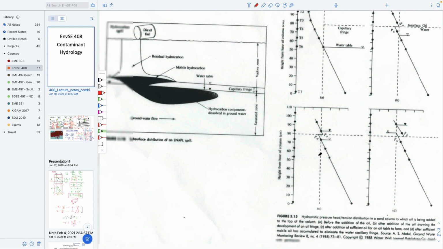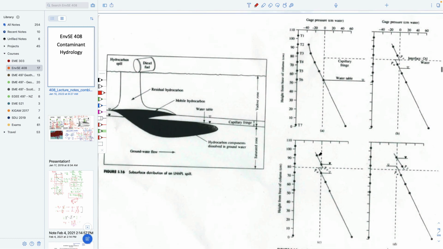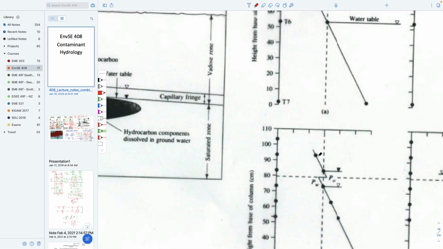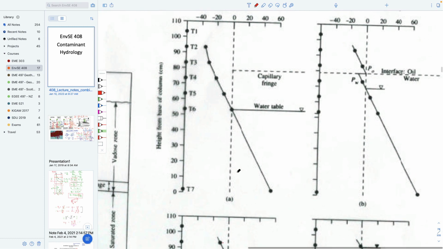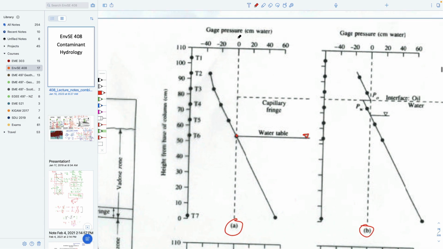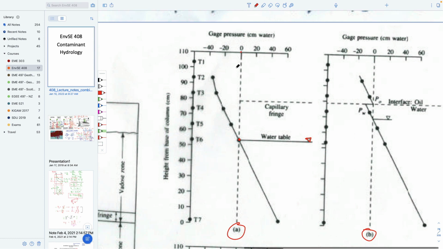So if we, instead of looking at those figures, if we imagine exactly the same thought experiment, this one now goes from A to B to C to D, in a different order. So you do the same thing. This is what our pristine porous medium looks like. This is where the water table is. This is atmospheric pressure, which is 0 gauge.